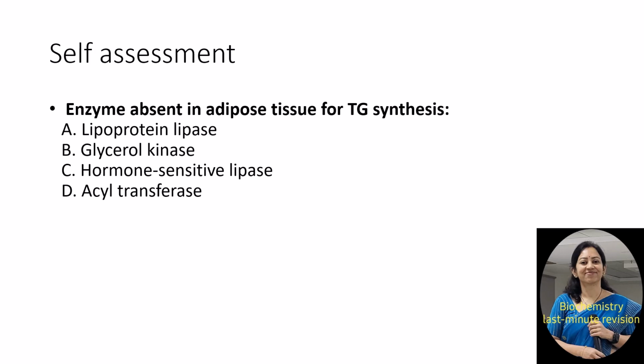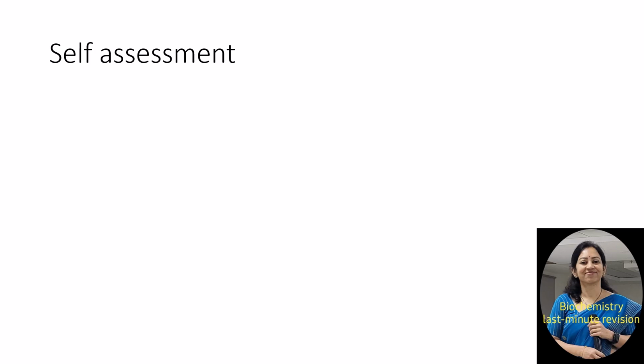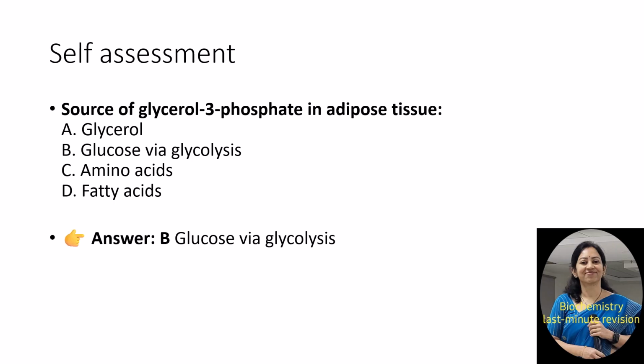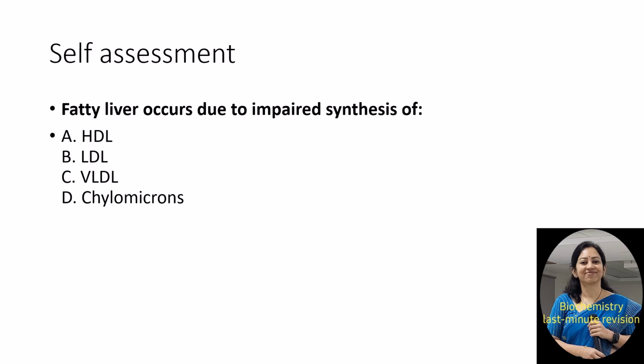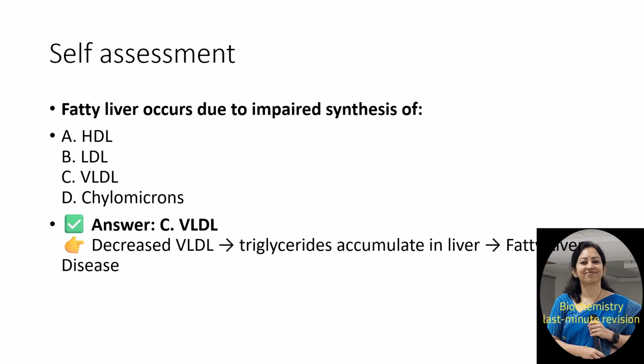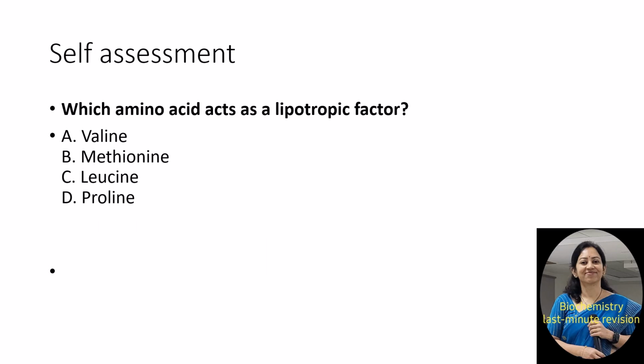The enzyme absent in adipose tissue for TG synthesis is glycerol kinase. It is mainly present in liver. In adipose tissue, it utilizes dihydroxyacetone phosphate obtained from glycolysis. The source of glycerol 3 phosphate in adipose tissue is glucose from glycolysis, which forms dihydroxyacetone phosphate. Fatty liver occurs due to impaired synthesis of VLDL, very low density lipoproteins. The fatty acid that is synthesized in the liver is esterified to glycerol to form triglycerides, and this is released into circulation, which carries the endogenous triglycerides.